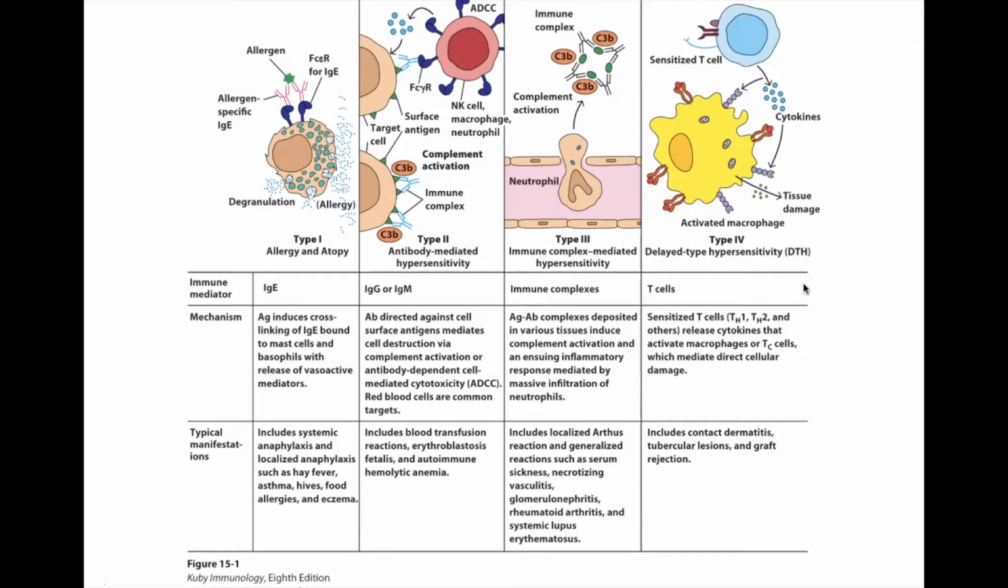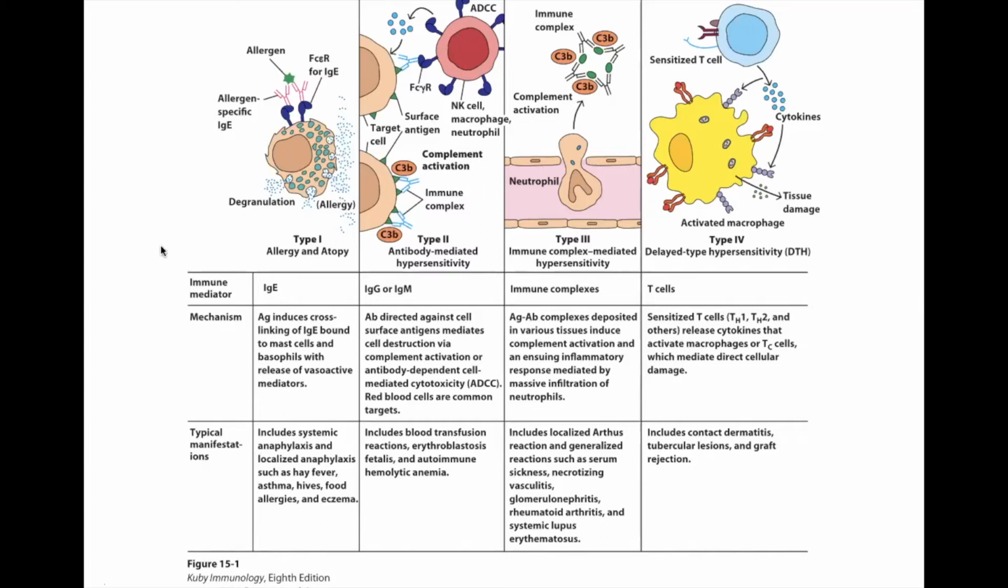Type 4 response is known as a delayed type. Usually this is seen days after exposure, where type 1, 2, and 3 are usually seen shortly after exposure. Also with type 4, this is characterized by not antibodies, but T cells. So T cells become activated and respond to the target, to the allergen. So again, we're going to be focusing primarily on type 1, which is the allergy response.